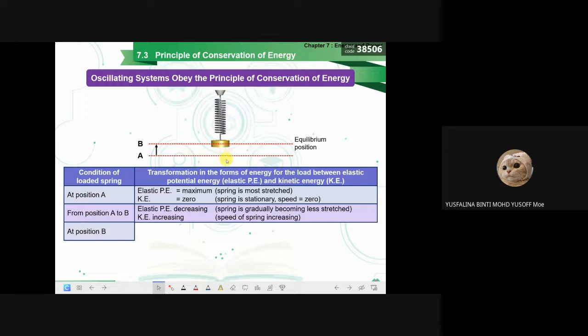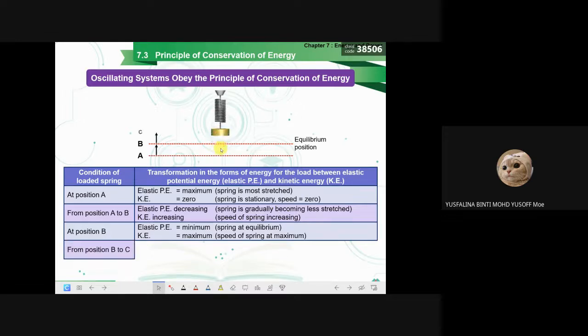Okay, then let's say the spring moves from A to B. Now the elastic potential energy will decrease, but the kinetic energy will increase because the spring starts to move, right? Then at position B, the elastic potential energy is minimum, but the kinetic energy becomes maximum because all the elastic potential energy has now been converted to kinetic energy. So that is point B.